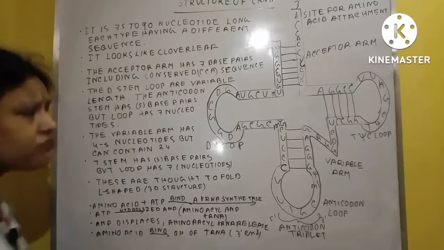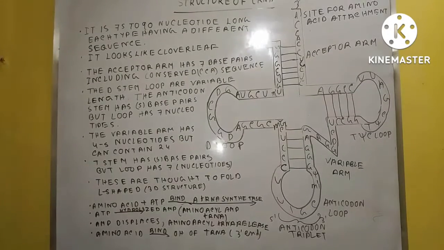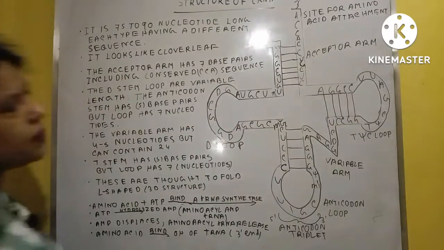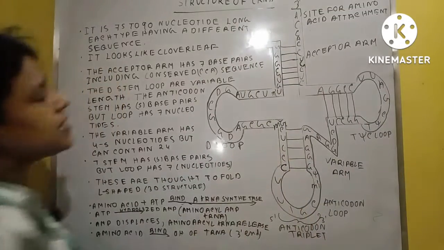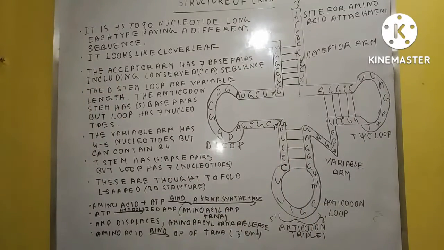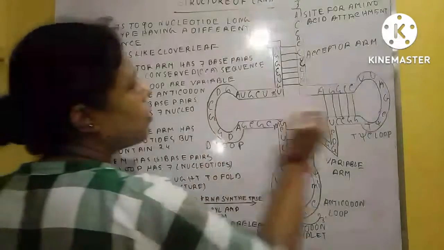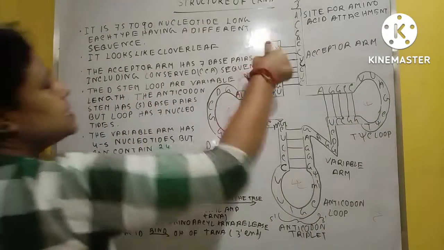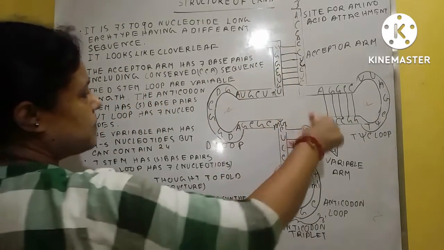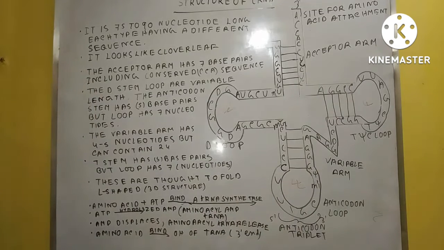Now you can see this is the rough structure of the tRNA. This tRNA is very important for the translation. It contains stems and loops. These are all the loops, and these are the stems.